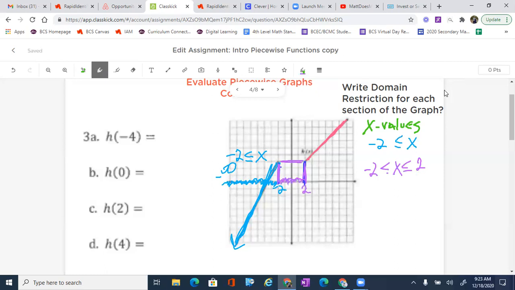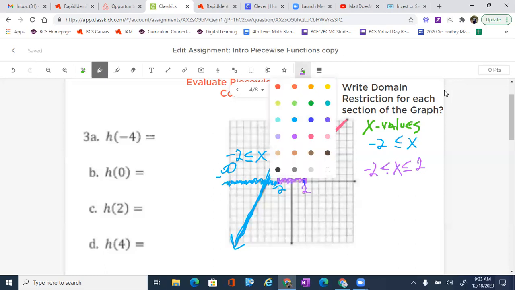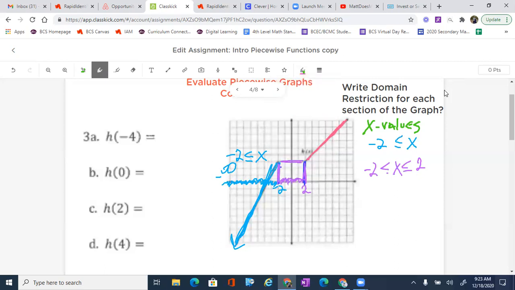Now, the third domain restriction that we're going to focus in on is this one that starts at 2 again. And this graph just keeps going, and it goes and goes and goes up. And as it keeps going up, we are following the x-axis out, and the graph just keeps going up above it. So we say that the domain restriction for that one is x greater than or equal to 2.